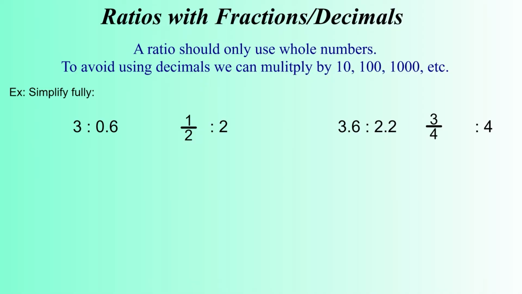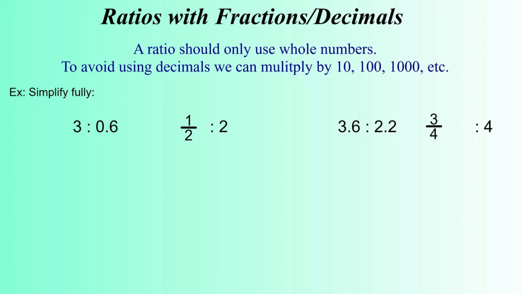Ideally, when we're dealing with fractions, we don't want a decimal within a fraction. We don't want ideally a fraction within a fraction, especially as a final answer. So we want to simplify it, so we're using whole numbers. Same idea with ratio.